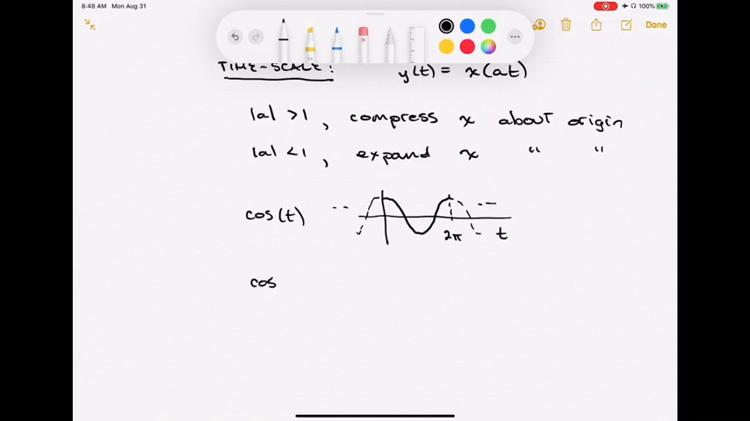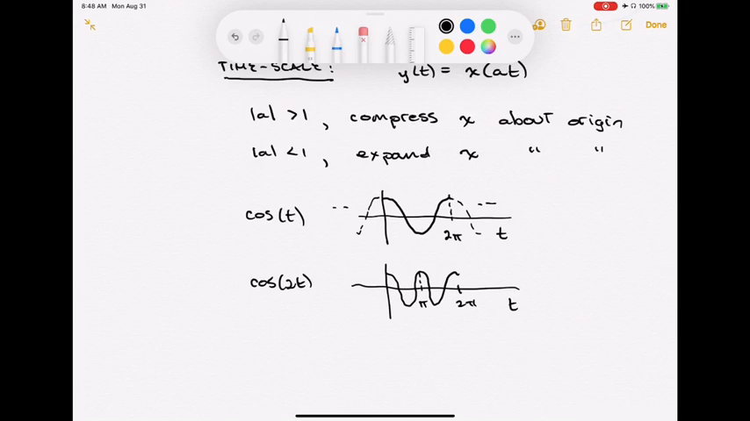If I looked at cosine of 2t, that would be doubling the frequency. That cuts the period in half, right? Now this is going to go through twice as many cycles over 2 pi, and it's going to hit the first peak right there at pi, something like that. So everything got compressed towards the origin by a factor of 2 in this particular case.